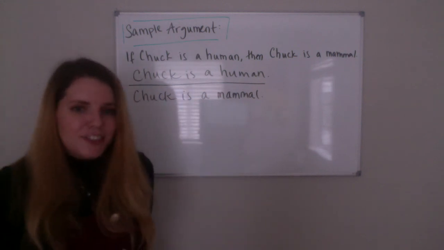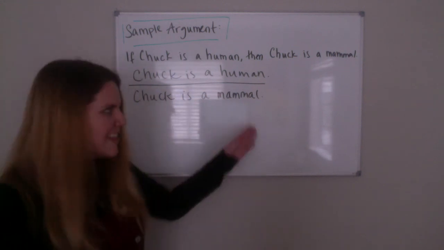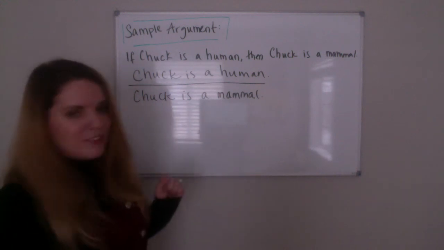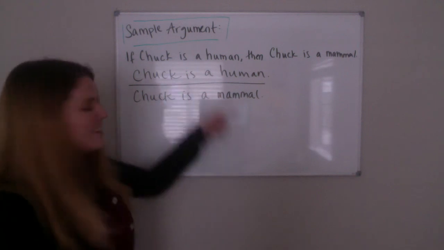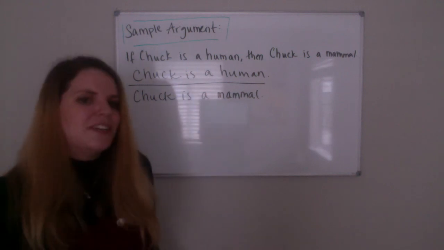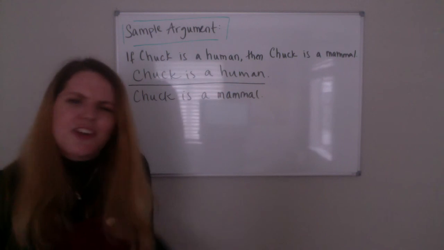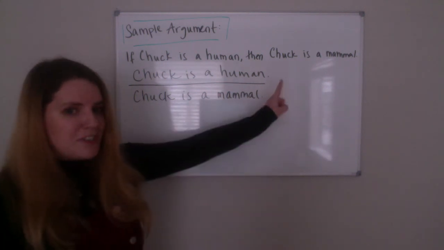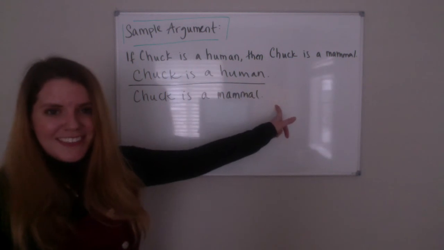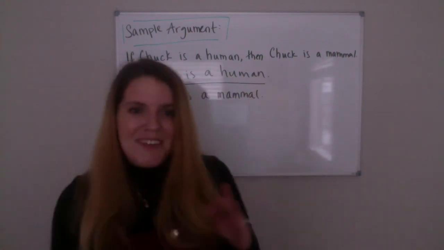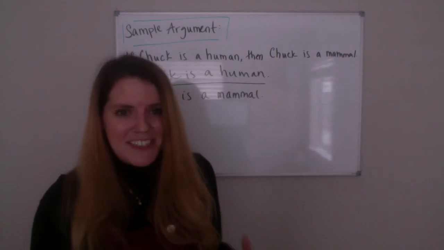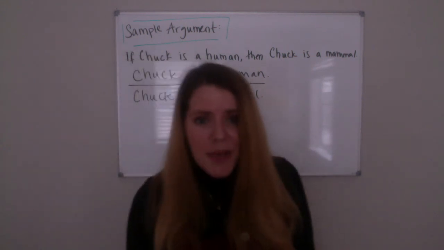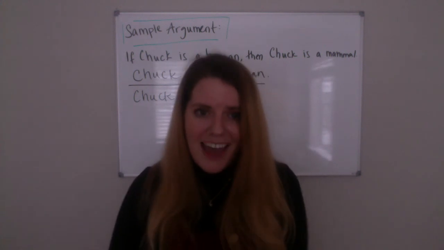If these premises are true, it has to be the case that the conclusion is true. If it's true that if Chuck is a human, then Chuck is a mammal, and if it's true that Chuck is a human, then it has to be true that Chuck is a mammal. There's just no other way for things to be. It's impossible for the premises to be true and the conclusion to be false. And that's exactly what we wanted. So we have a really good form here. This argument is valid. Awesome. Okay, so we've covered validity, but what about our other property that a good argument should have?